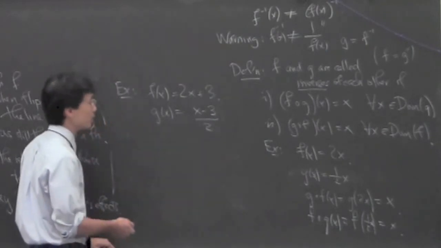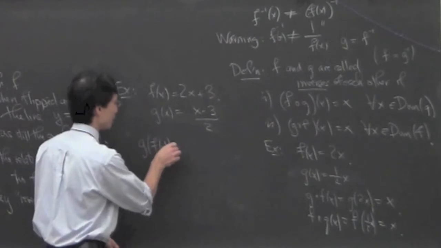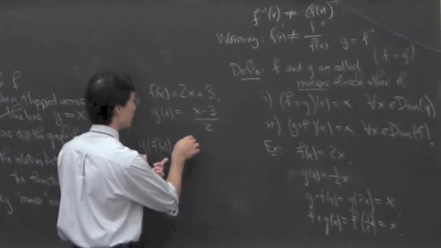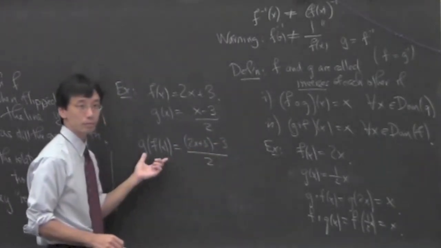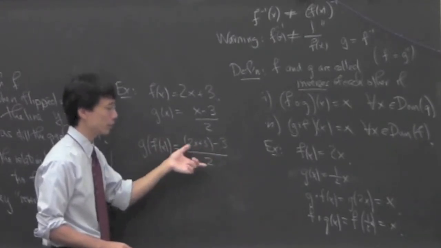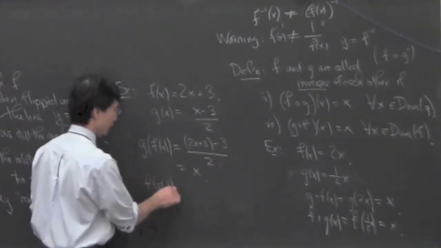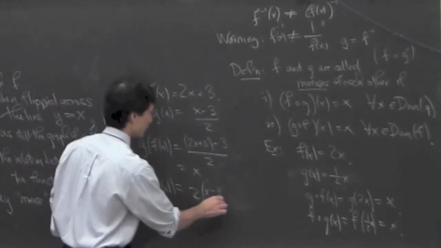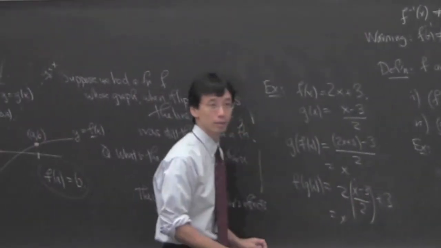Okay. But just to check that this works, you could check g of f of x. G of f of x is going to be f of x, well, that's 2x plus 3 minus 3, everything over 2. And you see what happens. You get 2x over 2, that becomes x. And the other way also: if you take 2 times g of x and add 3 to it, you get x here.